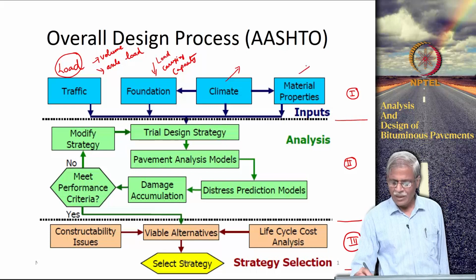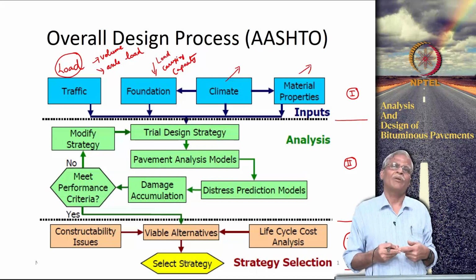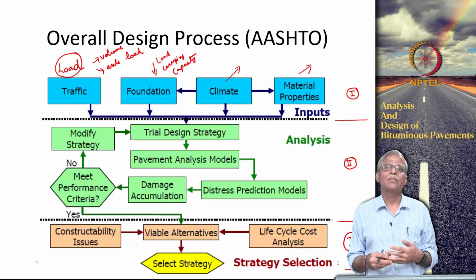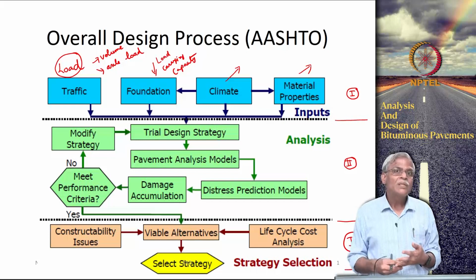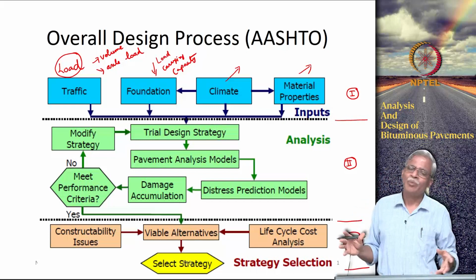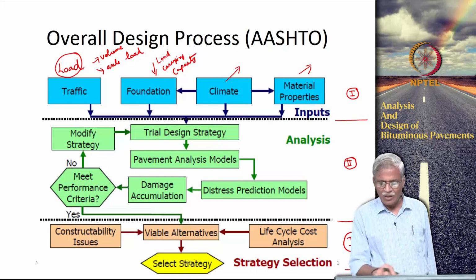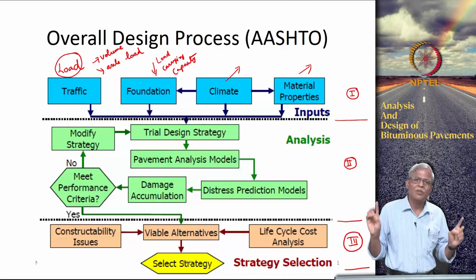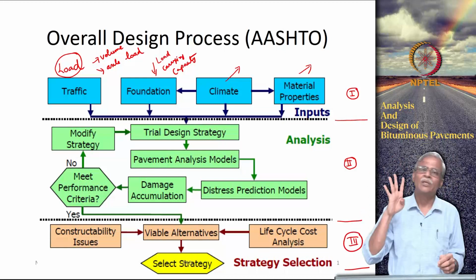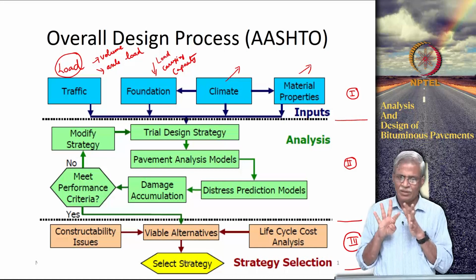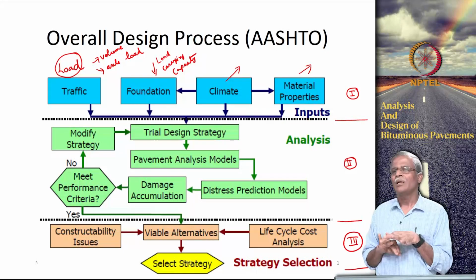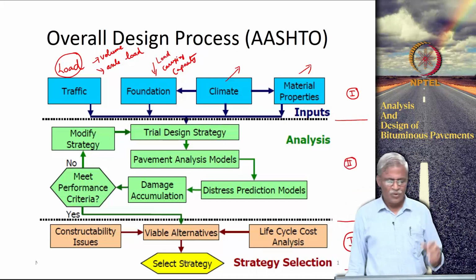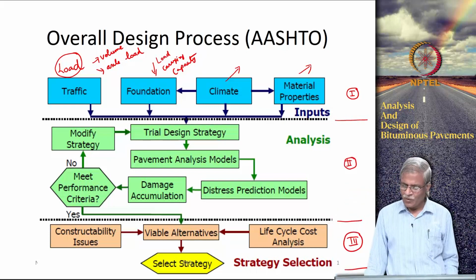And then the material properties: are you going to use unmodified bitumen or modified bitumen, are you going to use stabilized base, stabilized sub base, crack relief layer, what are its properties and everything. So, these are the various inputs that you need to have. Before you start designing your pavement, you need to have these 4 things in your hand: the traffic, the foundation, the climate and the material properties. After having found out all these things, we go to the next step, which is the analysis.